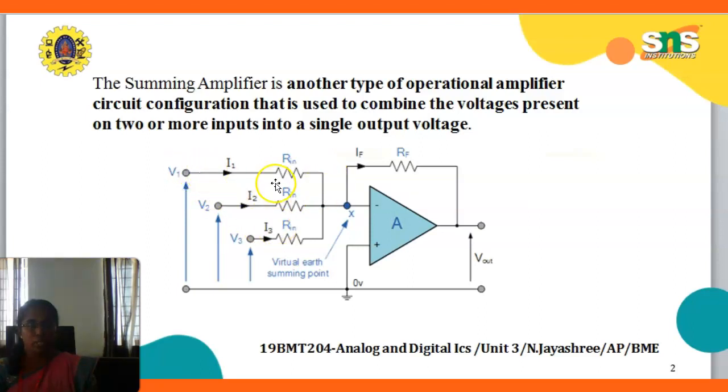So here the voltage is connected in series to the resistance, and these n number of resistances are connected together to form the single supply to the inverting amplifier. This inverting amplifier is connected as feedback to the RF network. There is a feedback resistance. Again, the plus sign is connected to ground. At last, we get the summing amplifier, which is another type of operational amplifier used to combine the voltage present on two or more inputs into a single output stage.